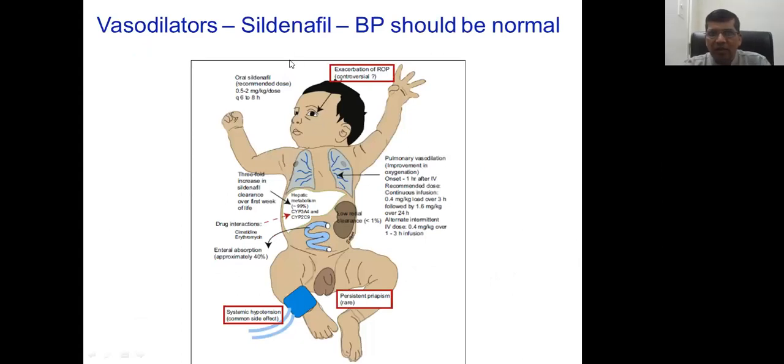What is most important is that your blood pressure should be normal, or you use a vasopressor to improve that blood pressure and then think about using sildenafil. Otherwise, a lot of time you will struggle using sildenafil and hypotension. Be careful. Sudden deterioration, very severe hypotension, you might have to stop that sildenafil, because severe systemic hypotension is a major and common side effect of sildenafil.